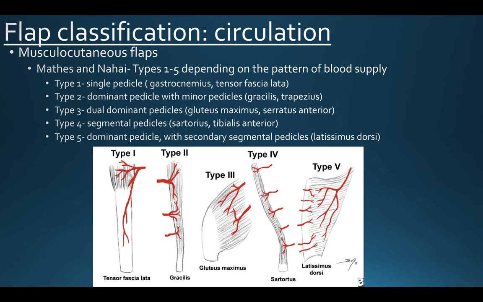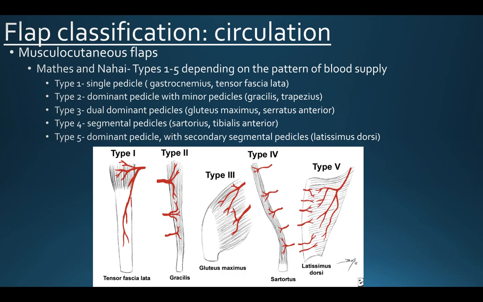So type 1, they have a single pedicle blood supply. Type 2, there's one dominant pedicle with additional minor pedicles. Type 3, they have a dual dominant pedicle. Type 4 are segmental pedicles. And type 5 is a dominant pedicle with secondary segmental pedicles.